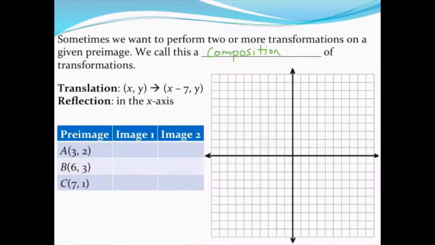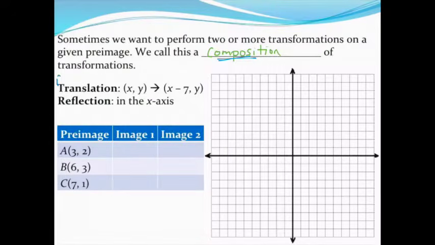perform a series of two or more transformations, we call this process finding a composition of transformations. We're not going to follow any new rules, we're just going to do multiple rules in a sequence. So for example, let's take a look at this first example. We're given coordinates for a pre-image and they give us two transformations to follow.